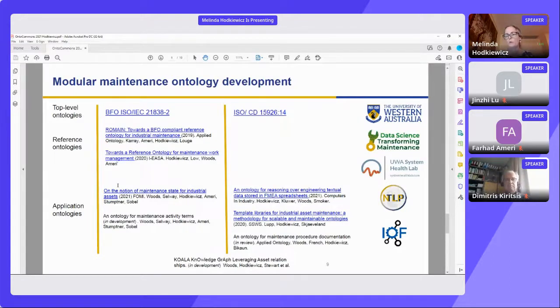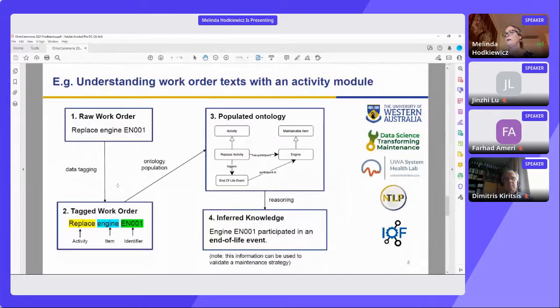Because within each one we're aligned to a top-level ontology, we're beginning to get that sort of interoperability between our ontologies. So you can see each ontology kind of gets to something in the knowledge graph that we want to express or do reasoning over. And just to wrap this up, the huge prize for us, certainly in terms of maintenance work order text, is shown in this example.